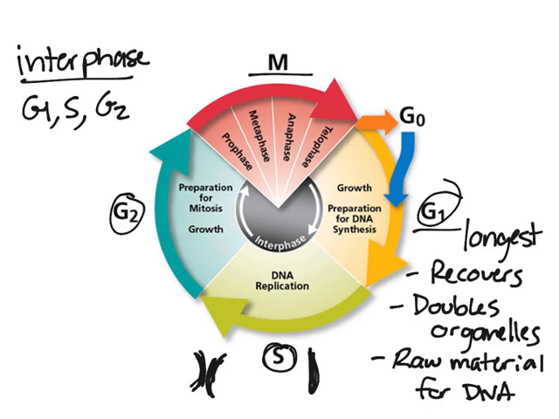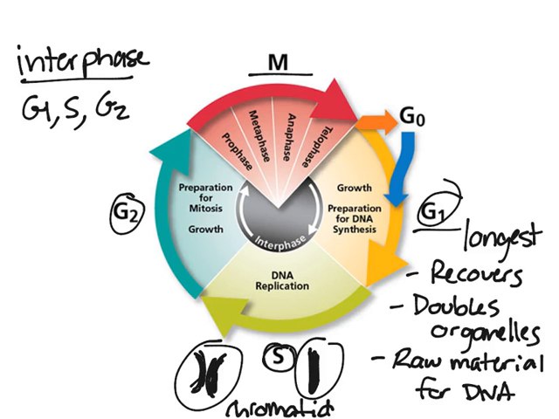So you enter the cell cycle with one and then leave with two. These are called chromatids. Each one of these halves, I guess.